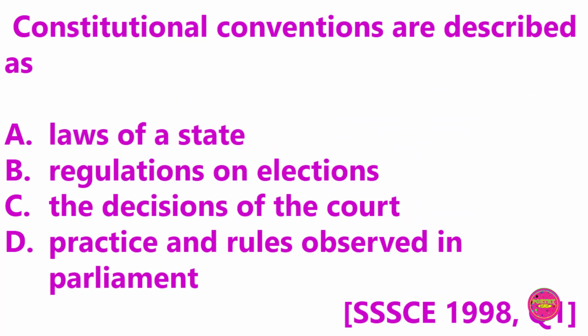Constitutional conventions are described as A. Laws of a state. B. Regulations on elections. C. The decisions of the court. D. Practice and rules observed in Parliament. The correct answer to this question is D. Practice and rules observed in Parliament.